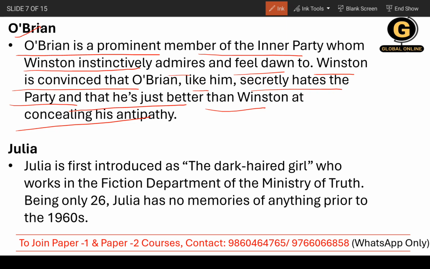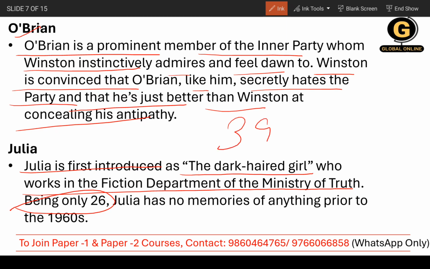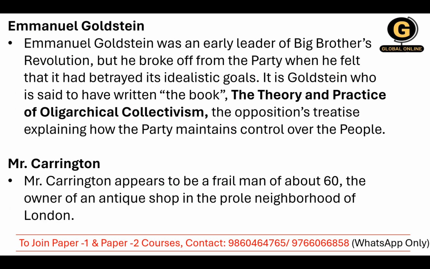Okay. Next is Julia, the love interest of Winston, and everything started with her. Okay, so that spy thing started with her. Julia is first introduced as a dark-haired girl who works in the fiction department of the Ministry of Truth. Okay, so both were working in the same place, but they had a different area. Now, she is only 26. Just imagine somebody is 39 and somebody is 26. Julia has no memories of anything prior to 1960. Of course, she must not have gotten it because the political scenario must be new for her, right?